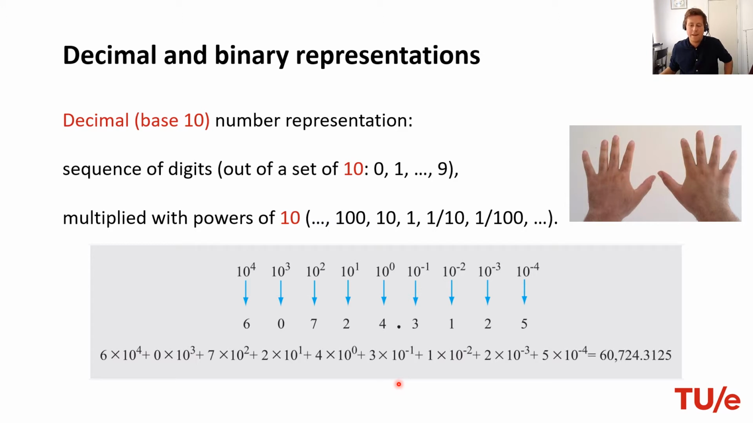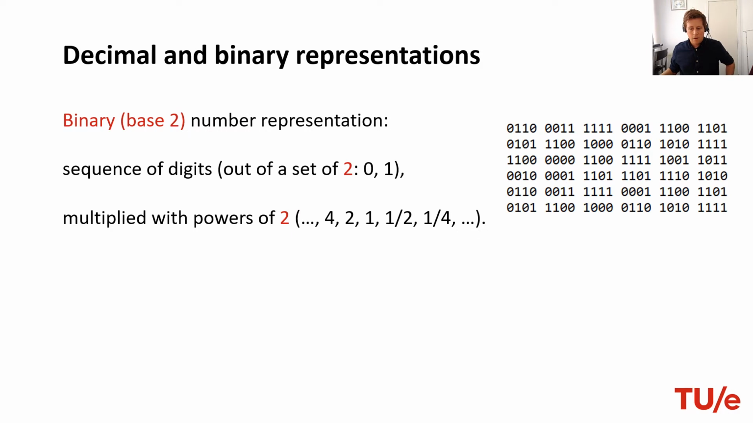And this base 10 number representation comes very natural to us because we also have 10 fingers that we use for our daily computations, and this is probably the reason why we're so accustomed to counting in base 10. Now, an alternative base that we can also represent numbers in is base 2.